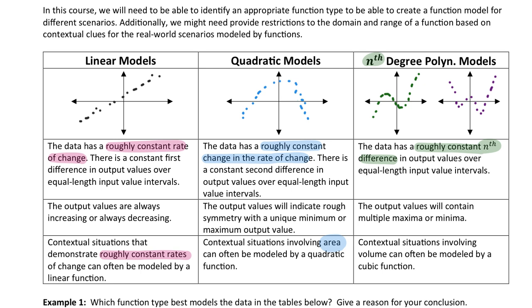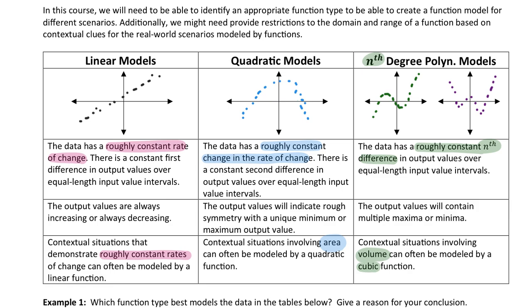or higher degree polynomial. For contextual or geometric situations here, we're talking about volume when it comes to cubic functions. Since volume is a length times a width times a height for a three-dimensional shape, it's x cubed, that's going to be a cubic degree or a third degree polynomial called cubic.